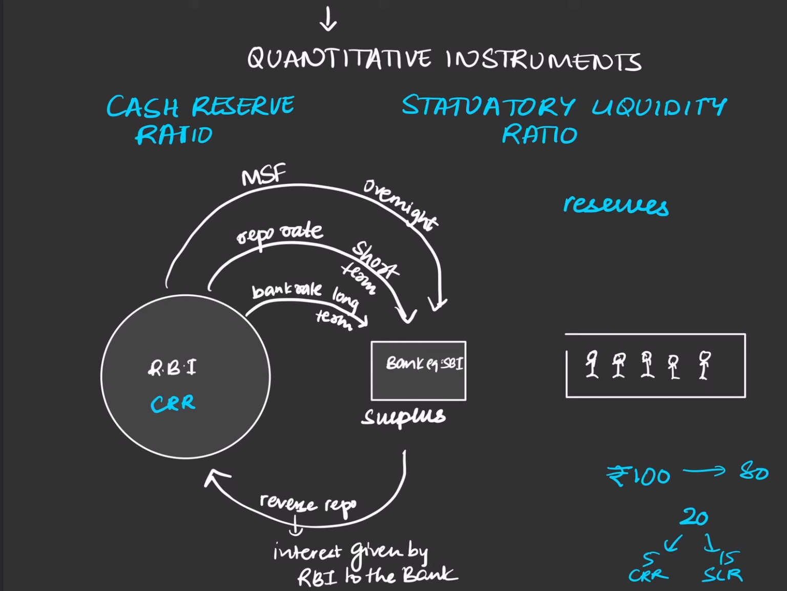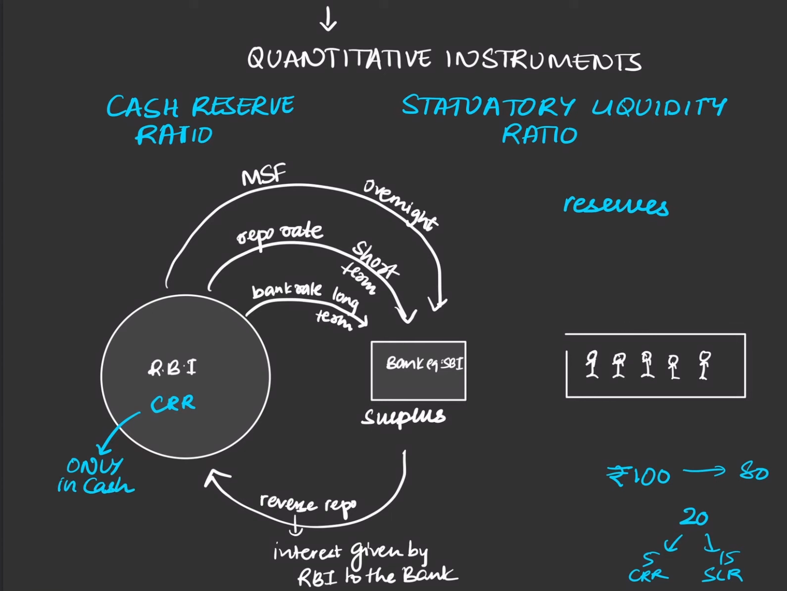Out of this 20, 5 rupees should be kept with the RBI. So the RBI has certain control over the bank. In case they have some issue, the RBI can give this money to them and tell them to pay off their depositors using this. And what you have to note here is that the cash reserve ratio, like the name suggests, has to be maintained only in cash.